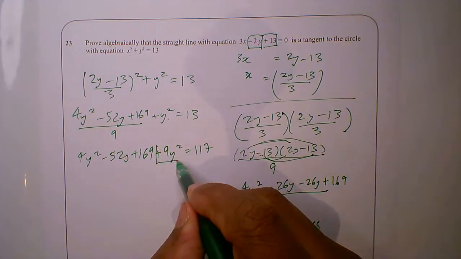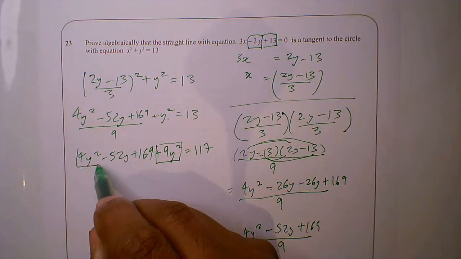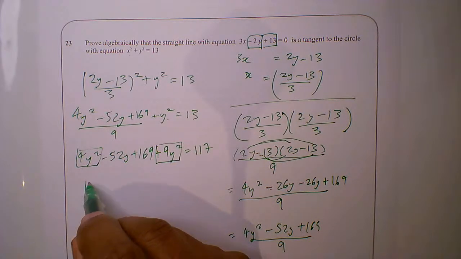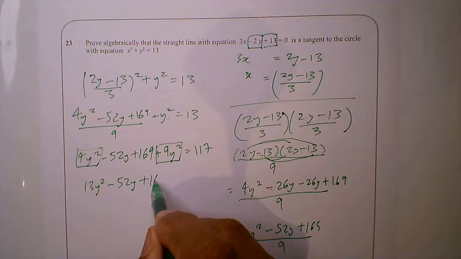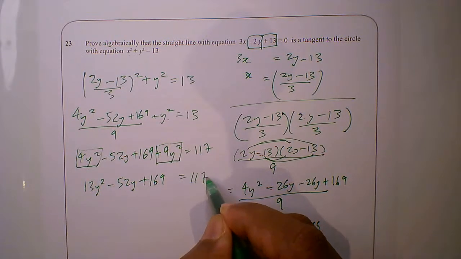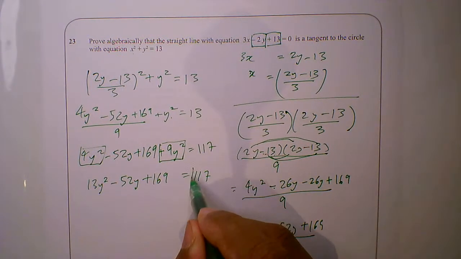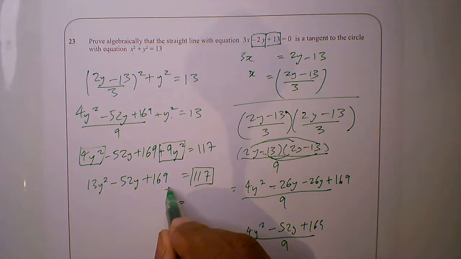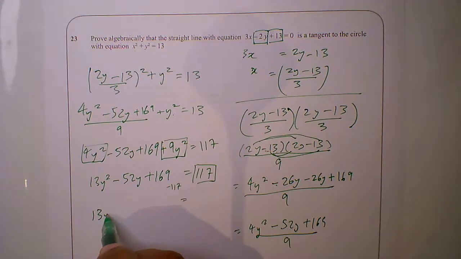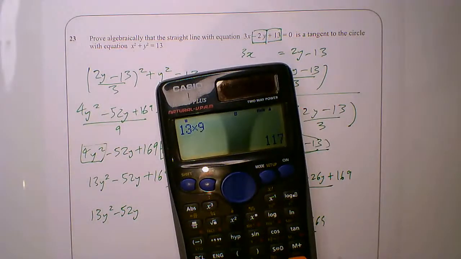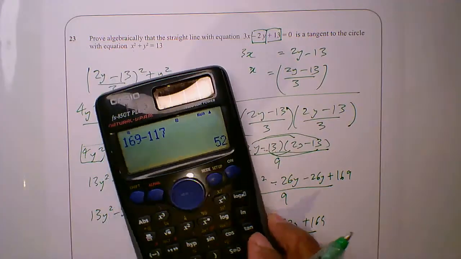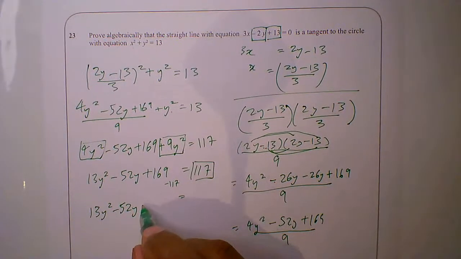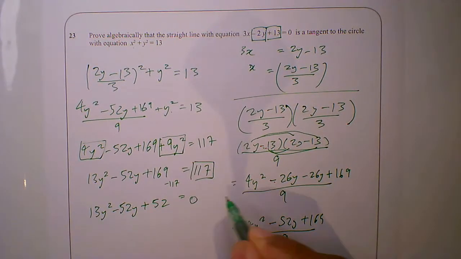Now we can collect the like terms, which is 9y squared and 4y squared gives us 13y squared minus 52y plus 169. We can take the 117 to the other side, so subtract 117. So we've got 13y squared minus 52y, and what do you have when you do 169 take away 117? You have 52. All of that equals 0.